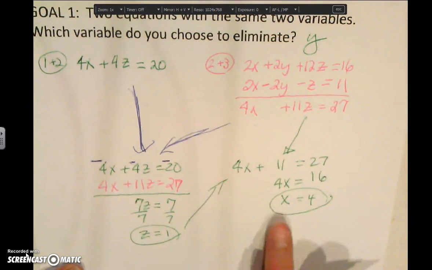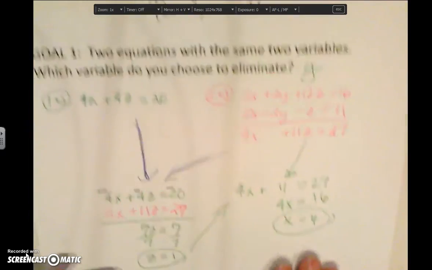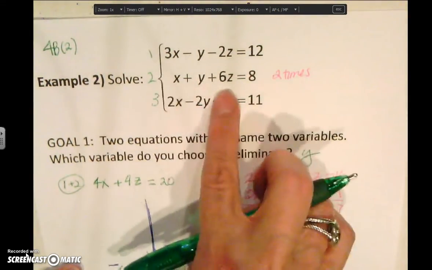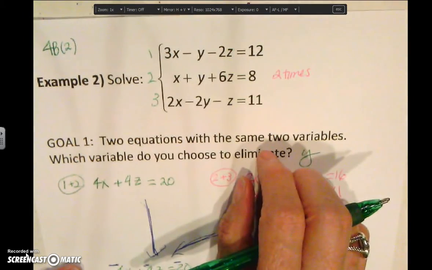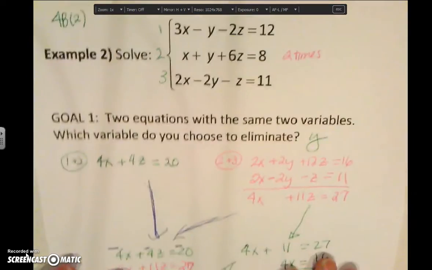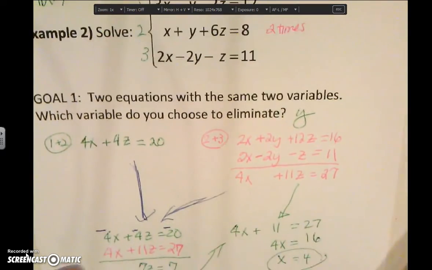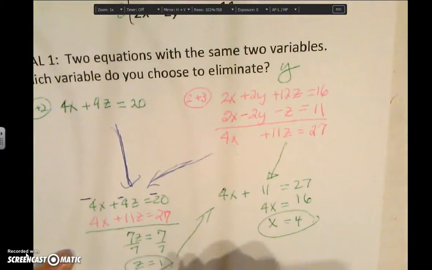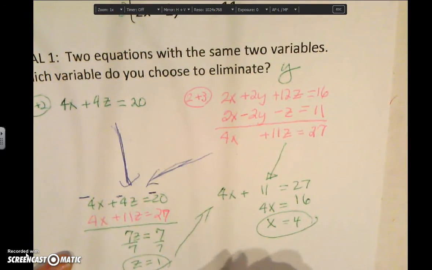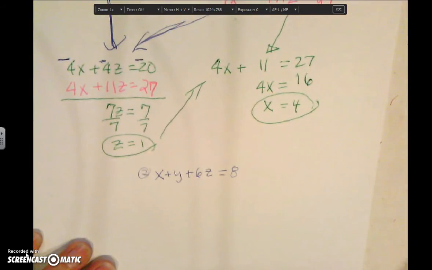Now, once I get that, I am going to have to go up to the top and use one of these. It doesn't matter which one you use. They will all give you the same answer. But I'm going to choose this one. It looks a little simpler. So I'm going to copy that down here: x plus y plus 6z is equal to 8. And that happens to be just equation 2. I'll write that right there.